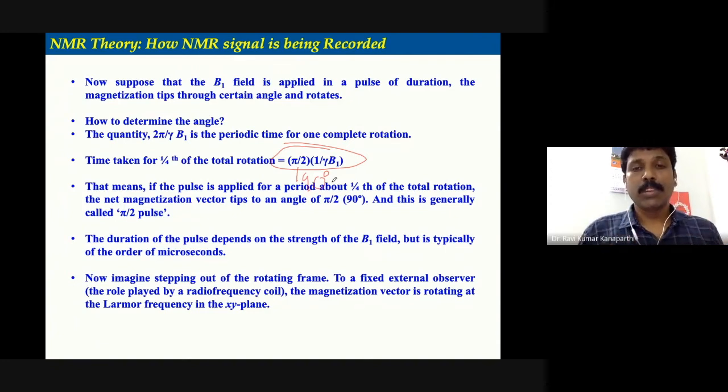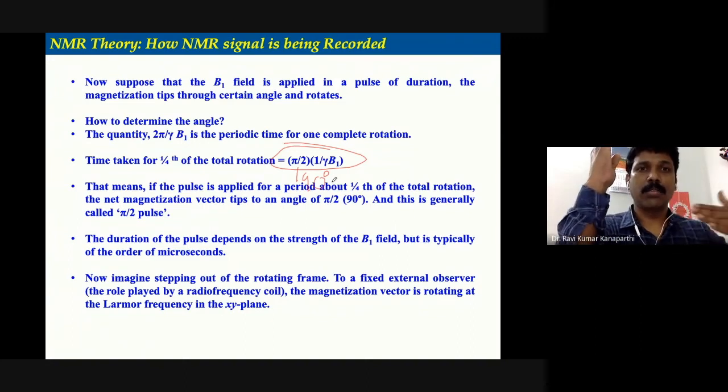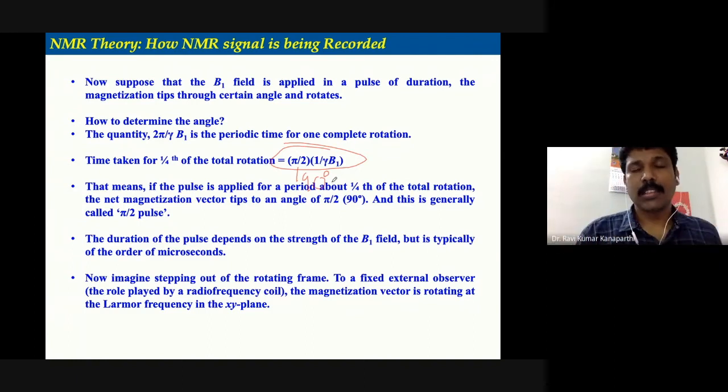For a simple one-dimensional NMR spectrum, it is a pi by 2 pulse, nothing but the 90-degree pulse. When you apply the radio frequency pulse for about 10 to 12 microseconds, the magnetization precesses in the XY plane. 90 degrees means what? This is the Z direction, and you have X, and the other direction is Y. So 90 degrees is nothing but the XY plane. The moment you apply the radio frequency, the magnetization tips and starts rotating in the XY plane.